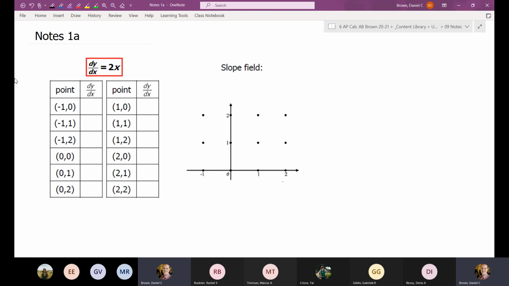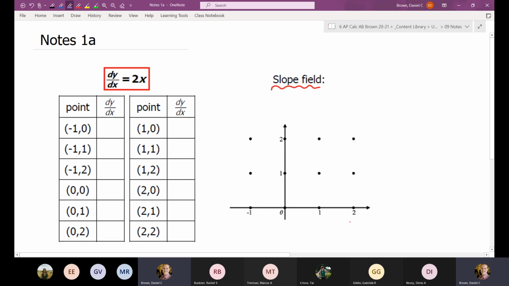So what is a slope field? A slope field is basically what it sounds like. It is going to be in some ways like a field of slopes. What do I mean by that? We have a differential equation. The differential equation is 2 times x, and we have a whole bunch of points. On that graph, you can see where I have just a bunch of dots, and we're going to draw little baby slopes, if you will, at each of those coordinates.